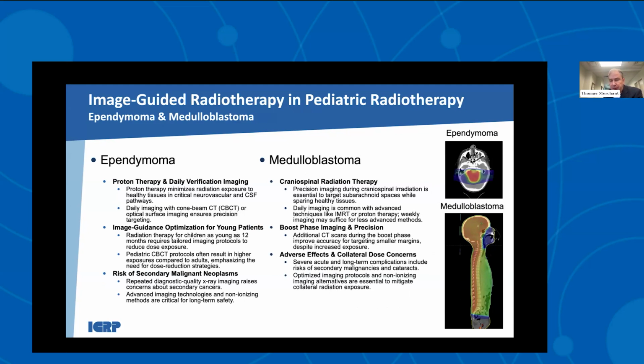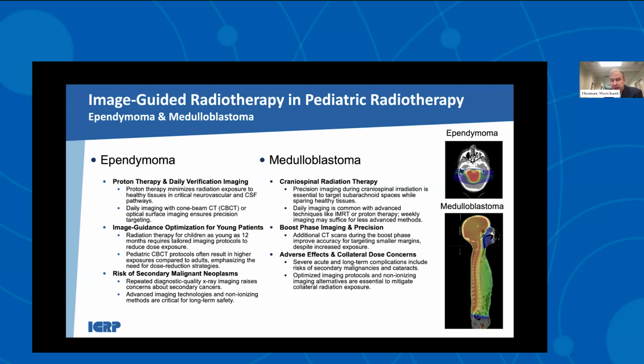Two additional tumors: ependymoma, the most common localized brain tumor in children, is treated with very high doses of radiation therapy, and often in patients even as young as 12 months of age. It's typically located near critical neurovascular structures, and the small target volume margins used necessitate daily verification imaging to accurately target and minimize adverse effects. And while secondary cancers are rare in these patients, there is ongoing concern about the contribution of repeated diagnostic quality X-ray during treatment. And then finally, medulloblastoma.